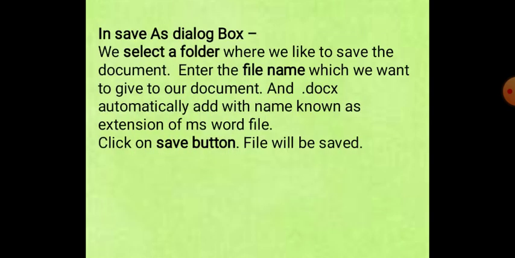Now in the save as dialog box, we have to select a folder where we want to save the document. Then we will enter the file name and then we will click on a save button. When we give the file name, children, automatically .docx is added with the name and it is showing the extension of Word file, that it shows the computer that this is a Word file.